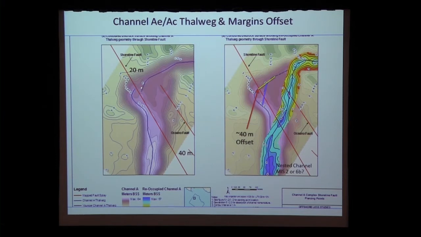So before any slip took place, you had the Thalweg coming down like this, and then slip took place. This was active and comes down this way there. That's the rationale that we use on that. And so, multiple episodes of occupation of this channel.